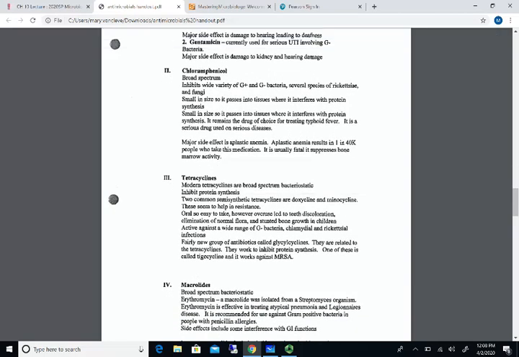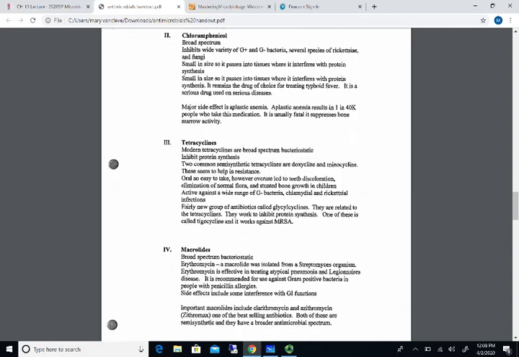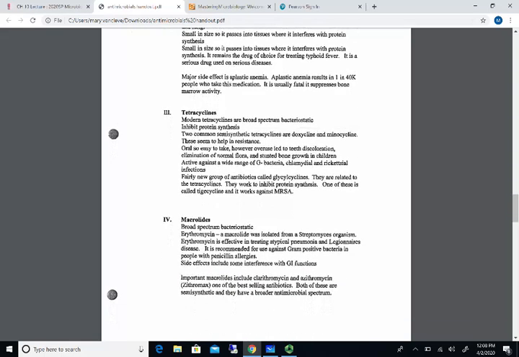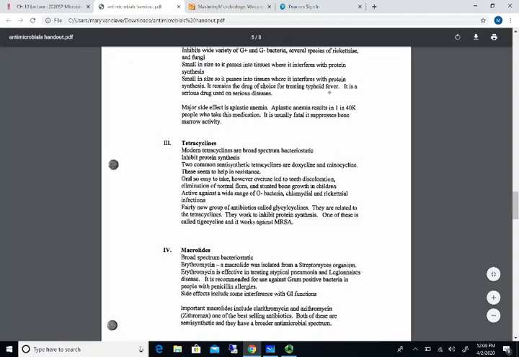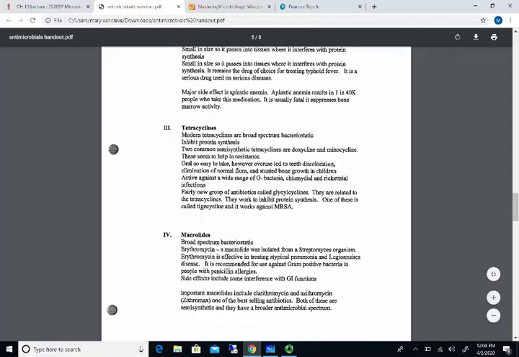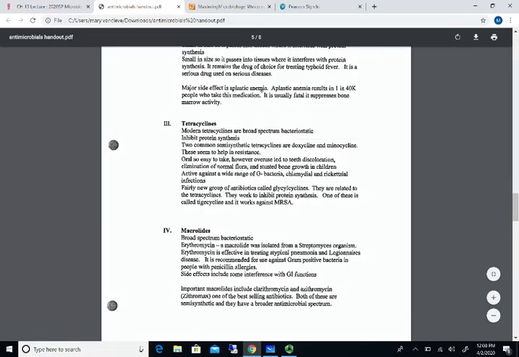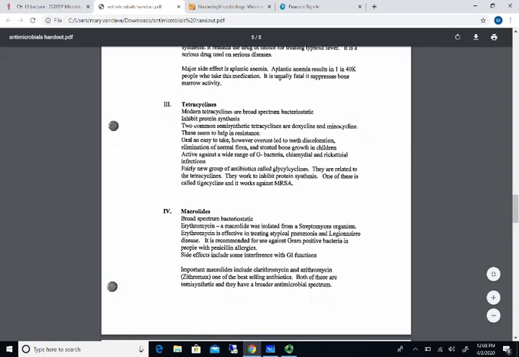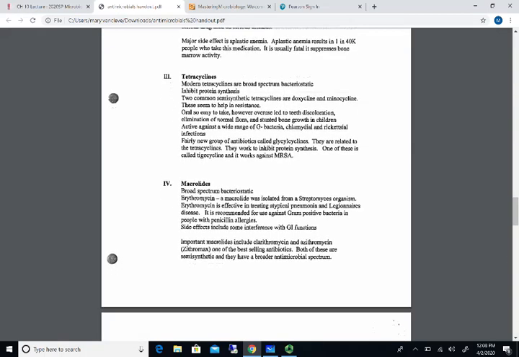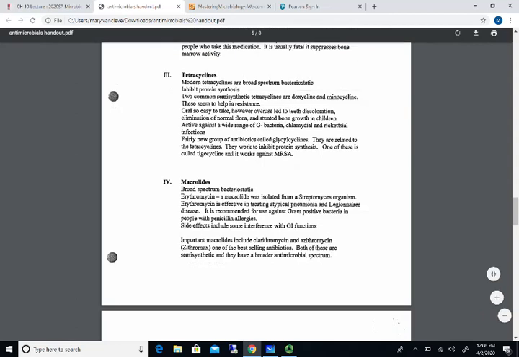Chloramphenicol is another one, very good for gram-positive and gram-negative bacteria, as well as rickettsia and fungi. So this is a very broad spectrum drug. It is the drug of choice for treating typhoid fever. This one has a very serious side effect that we want to make sure to mention: aplastic anemia. It can be fatal. What happens with aplastic anemia is it actually suppresses the bone marrow activity. If you haven't already taken A&P, we do mention aplastic anemia.